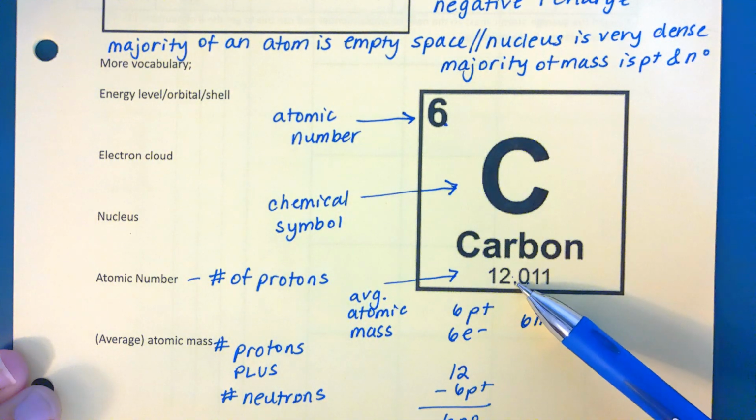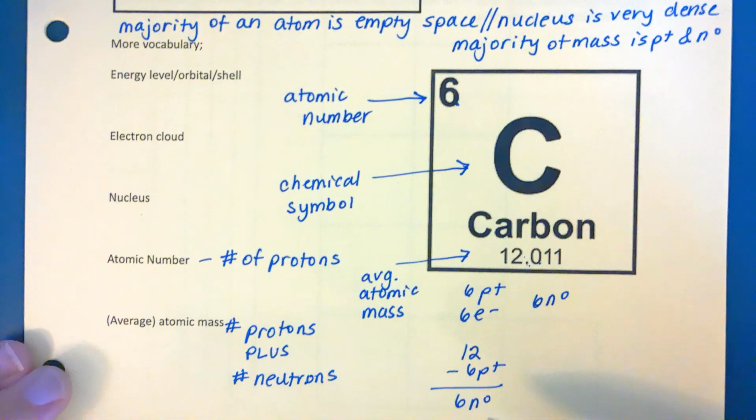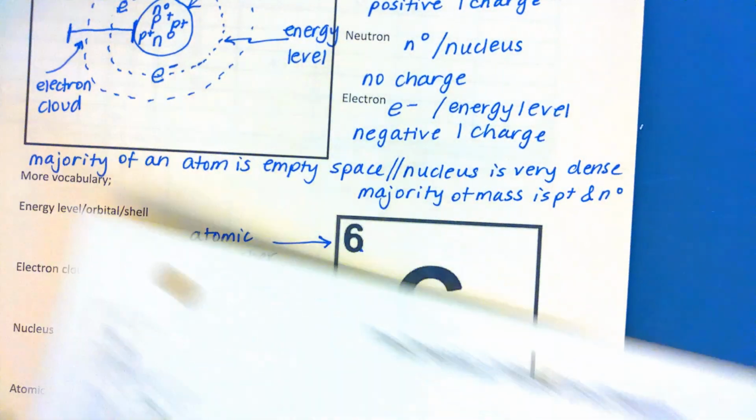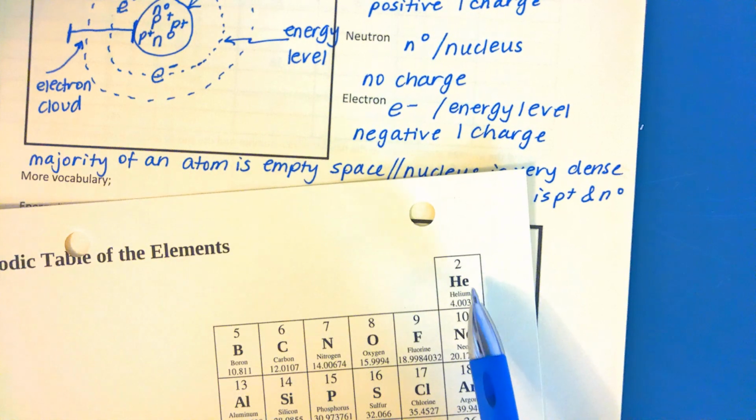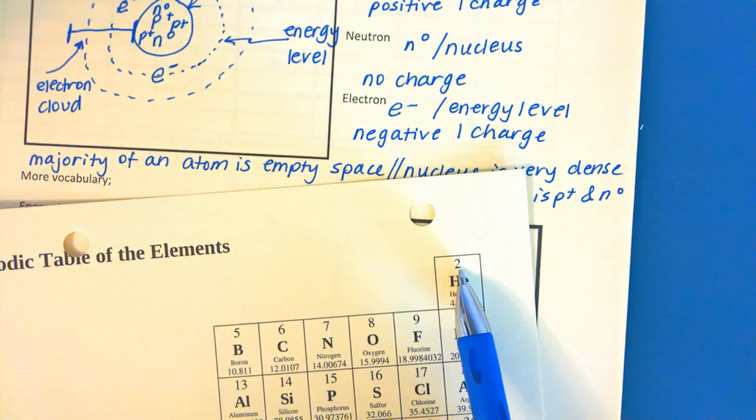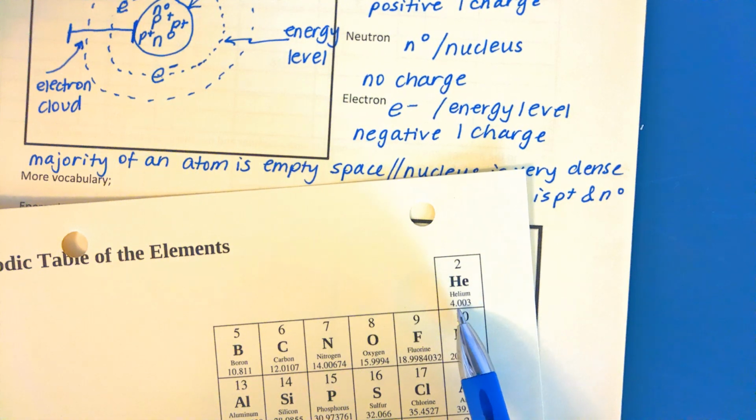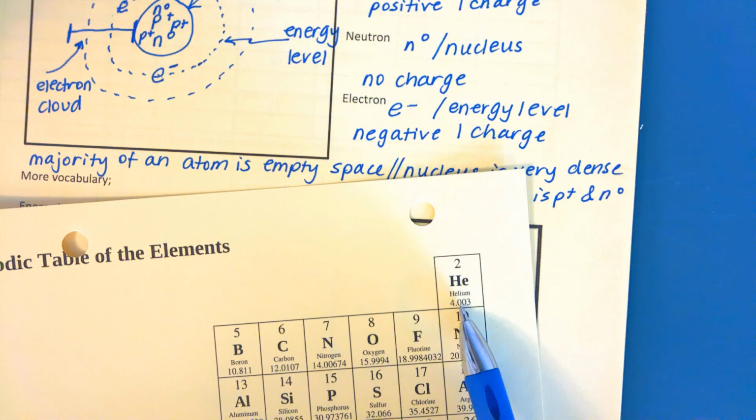I take this bottom number, which is the mass, round it to 12, subtract my atomic number, and I get my number of neutrons. For the most part, they're pretty straightforward. If we look at helium up here, for example, I see the number 2 up there, so I know I have 2 protons. I also know I have 2 electrons. My average number, 4.003, I'm going to round it to 4, subtract that number up there, I get 2, and I have the number of neutrons.